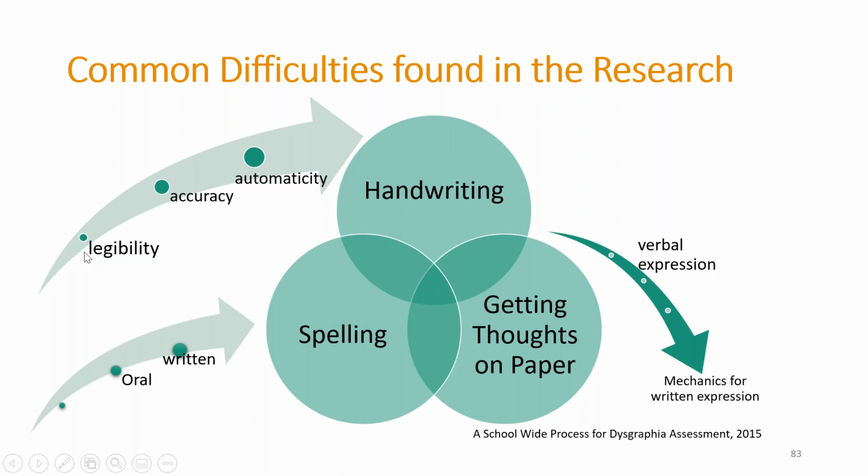So with handwriting, we're looking at legibility, accuracy, and automaticity. Some of this will come from error analysis of the student's handwriting samples, and for automaticity, observing the student during the writing process, and also having timed versus untimed handwriting assignments. And then spelling, we've got oral and written. And getting thoughts on paper is really taking that verbal expression and being able to apply it to the mechanics and the actual act of writing. So getting those thoughts on the paper.